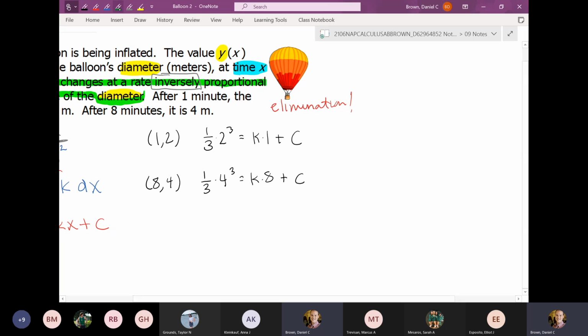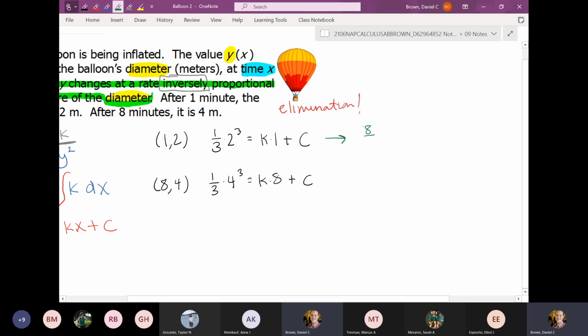I am going to clean it up before I do elimination. So 1/3 of 2 cubed, that's just 8/3, is equal to k plus c. If you don't like elimination, you can also do substitution. You'll get the same answer. 4 cubed is 64, and 1/3 of that is equal to 8k plus c.